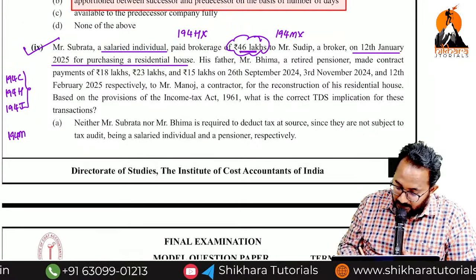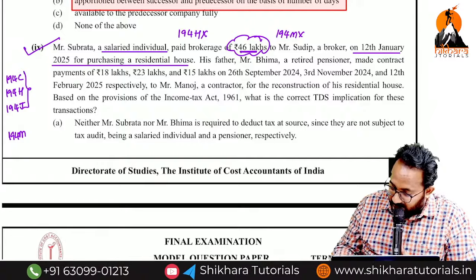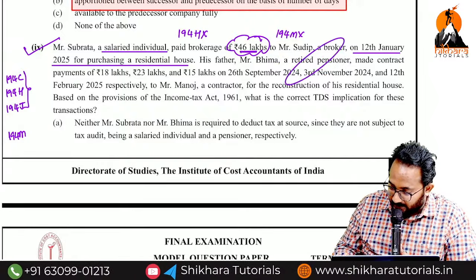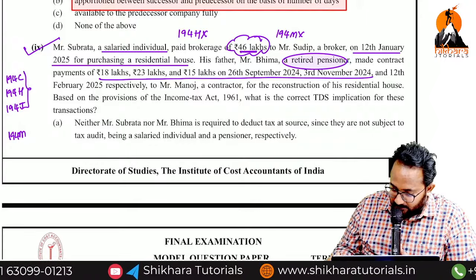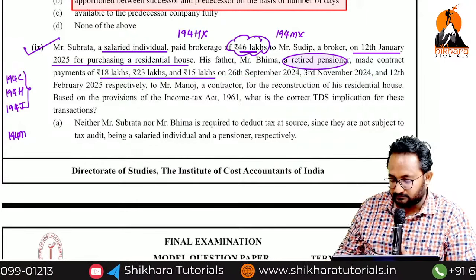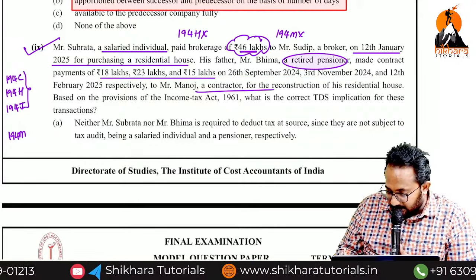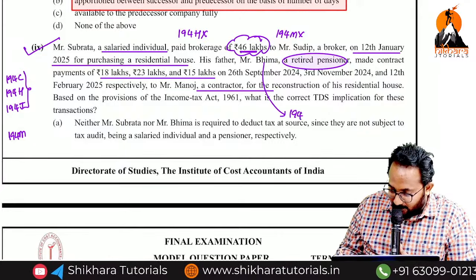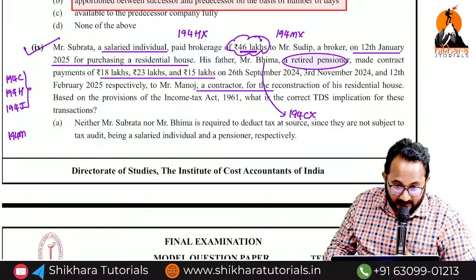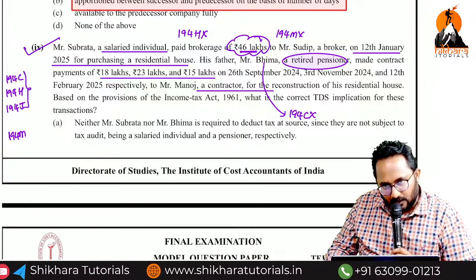Okay, then what about Bima? Bima is also a retired pensioner. He is also paying different amounts, 23 lakh, multiple amounts, he paid 3 amounts. For a contractor, can you tell me, is 194C applicable for Bima? No. Why? 194C is applicable for individual, HUF.